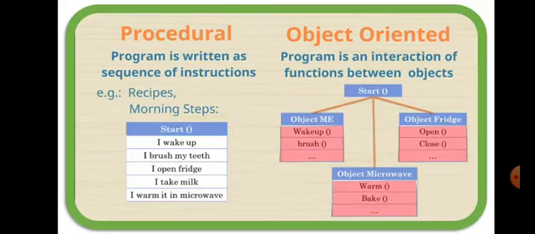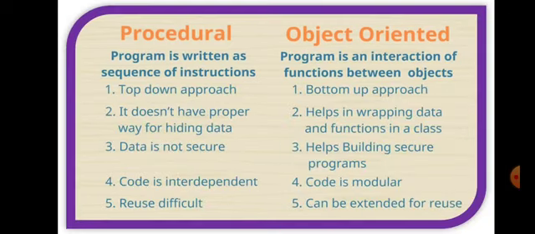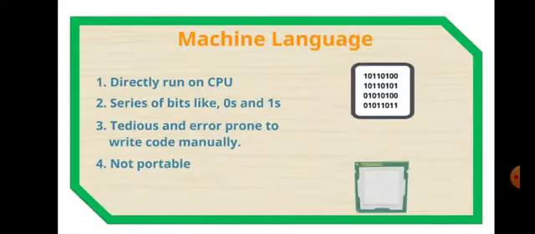As in the previous example here, these three objects can make use of the functions that are available, so they don't have to write the code again and again. They can easily reuse the code. Hope you have understood procedural and object oriented language. Now we'll move on to the machine language.